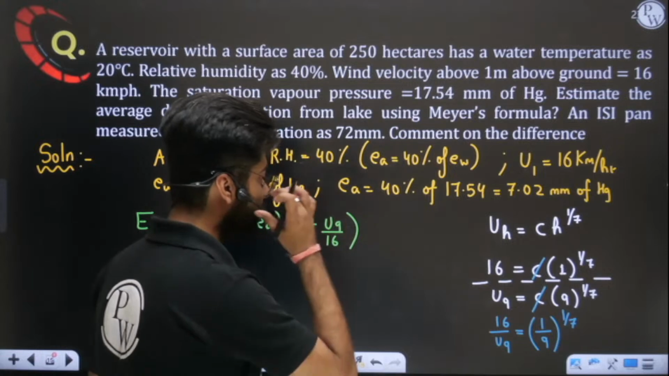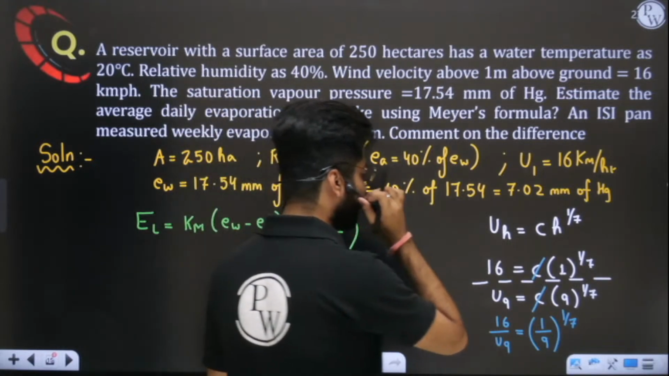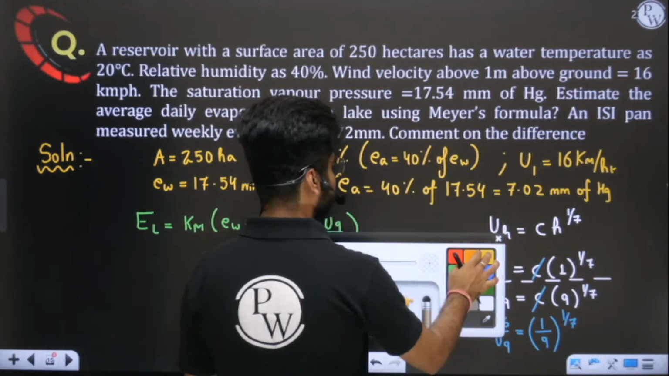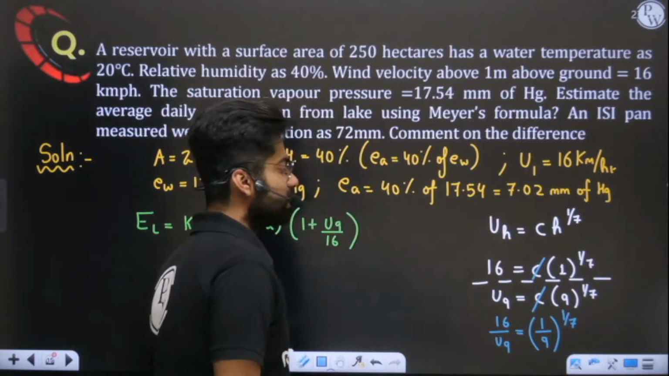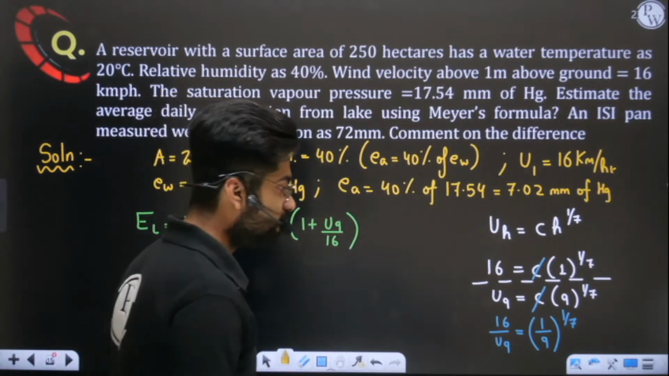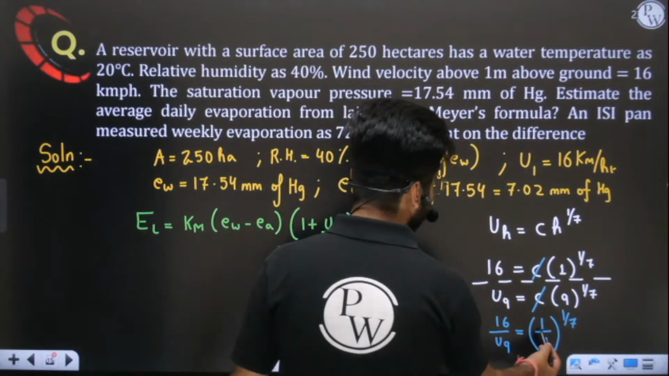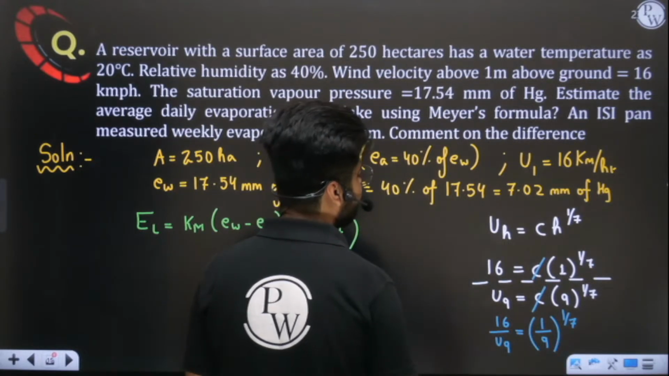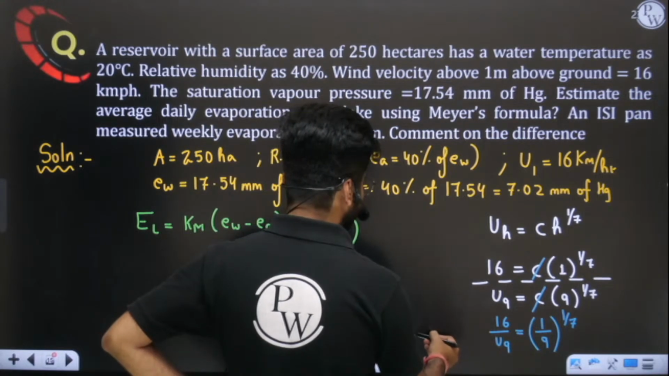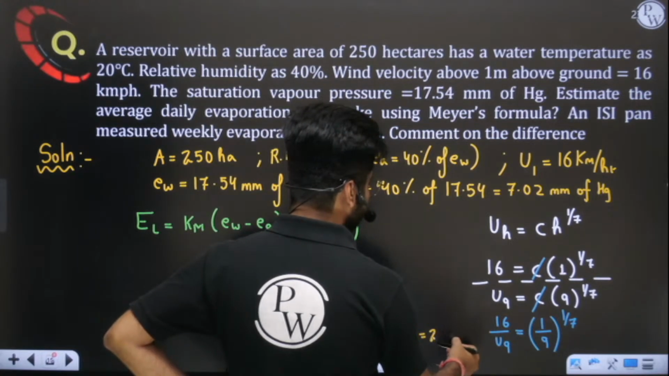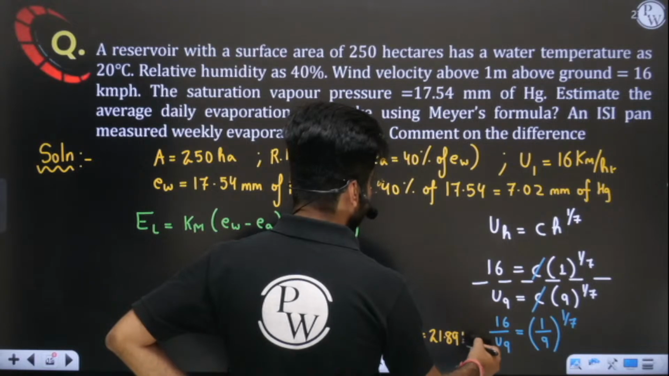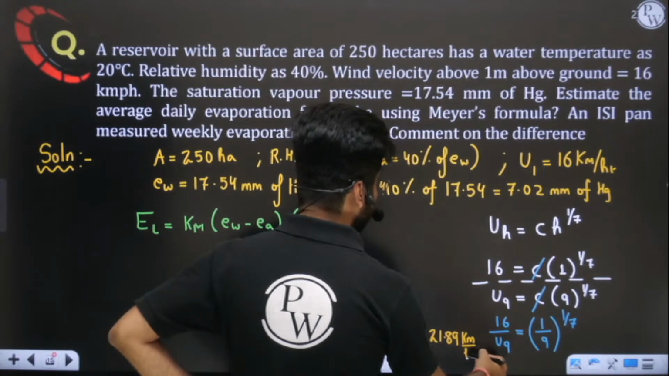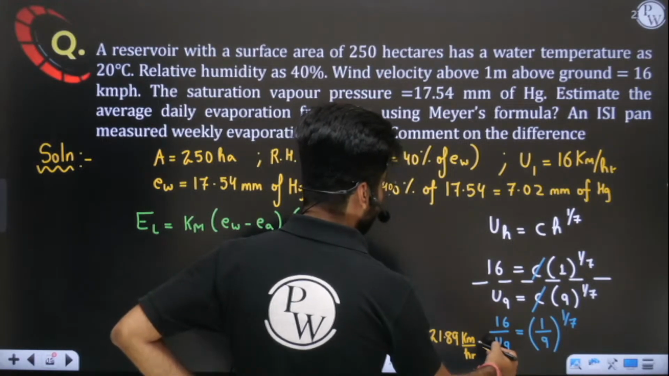Yes or no? Tell me how much velocity we are getting here. Just try to tell. Multiply it. U9 will be equal to 16 multiplied by 9 power 1 by 7, I guess 21.89 kmph. Yes or no? Are you getting this value?